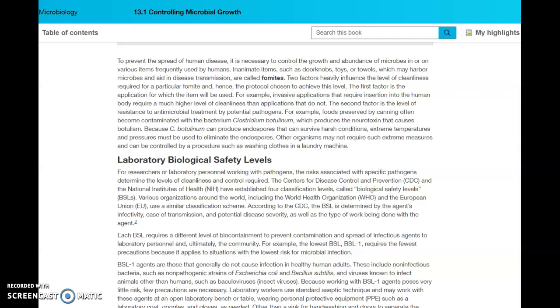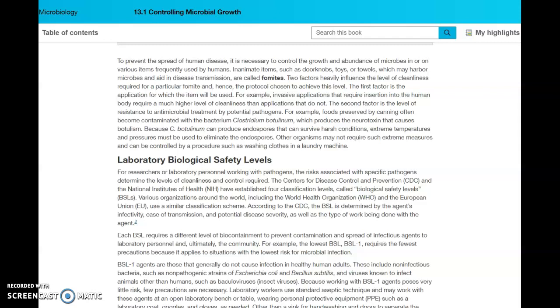We switch gears a little bit as we get into chapter 13, which is all about controlling microbial growth. Our last few chapters have been about how microbes grow and DNA replication and protein synthesis. So now we're going to look at what parts of each of those we can target and control the growth.